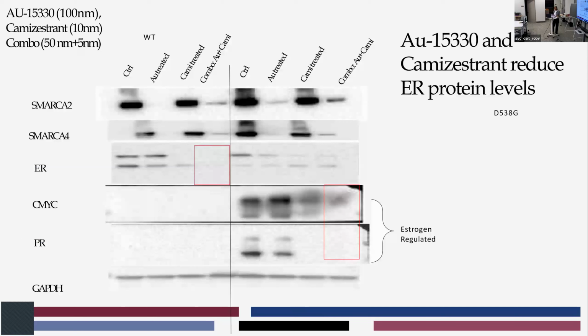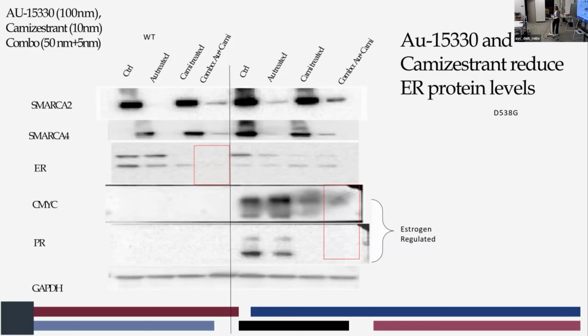So these are the results from my Western blot. At the top, I have the concentrations: AU-15-330 at 100 nanomolar, camizestrant at 10, and our combination at 50 and 5 nanomolar. We'll start off with our control lane. That's just treated with media on both sides. Our wild type is on the left side and our mutant type is on the right.